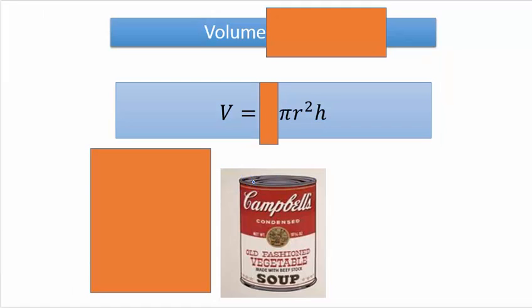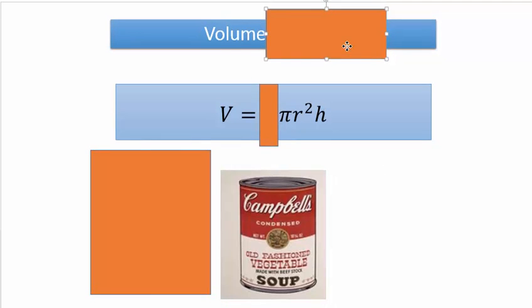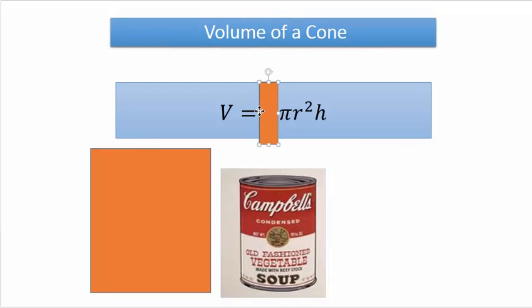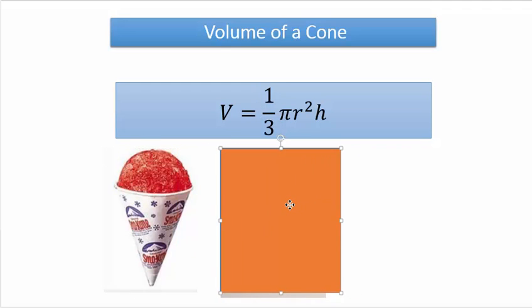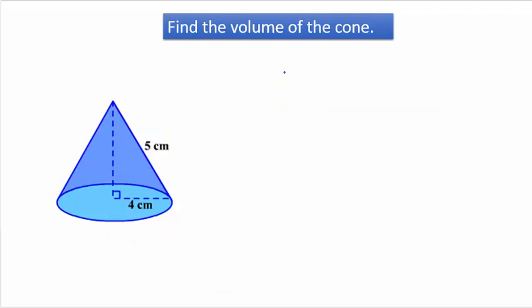That's why when we find the volume of a cylinder, remember it's just pi r squared times h, but to find the volume of a cone, it's 1/3 pi r squared times h. So there we go. To find the volume of a cone, you just use the same formula as you did for the cylinder, pi r squared times h, with one exception. It's 1/3 of that because it takes 3 cones to fill up a cylinder if they have identical radii and heights.